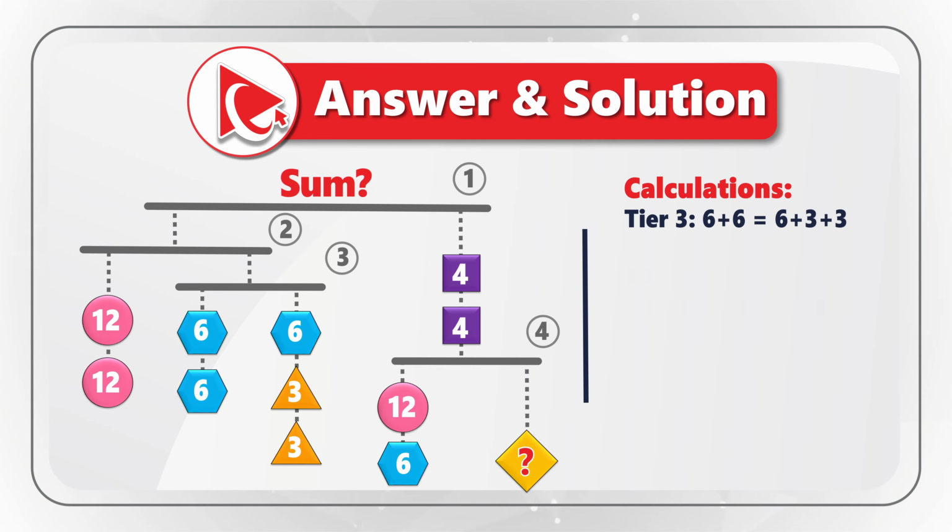Now let's look closely at tier 2. On the left of tier 2, we have 2 circles. Each circle has a value of 12.